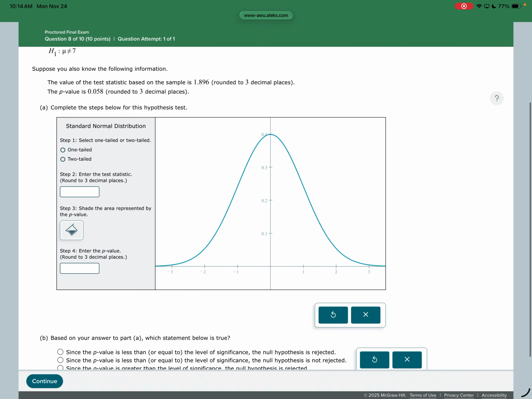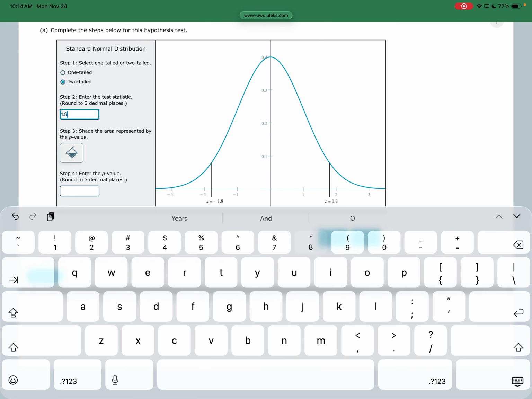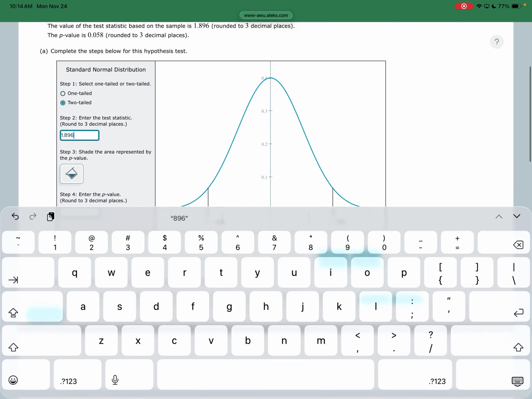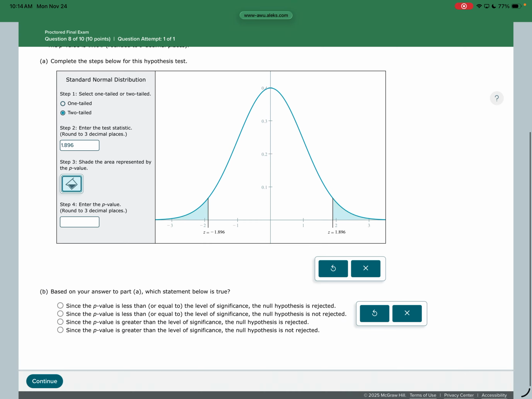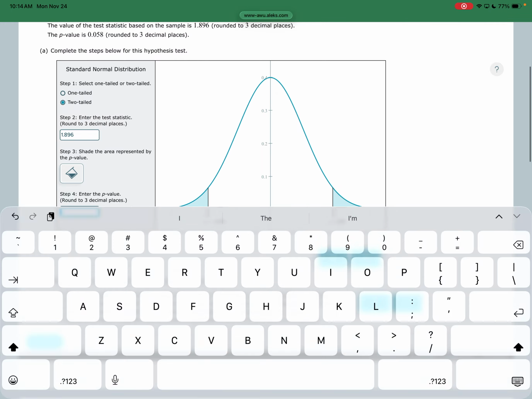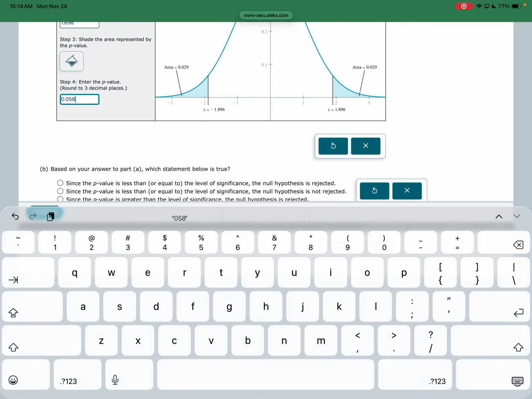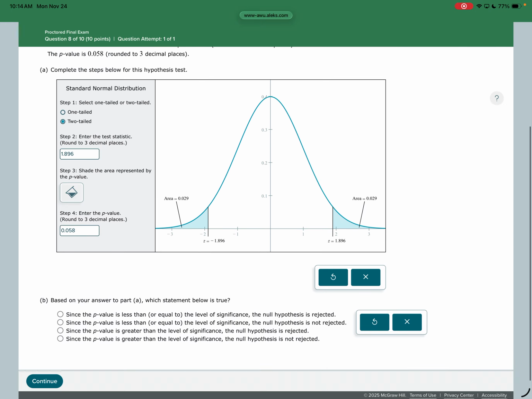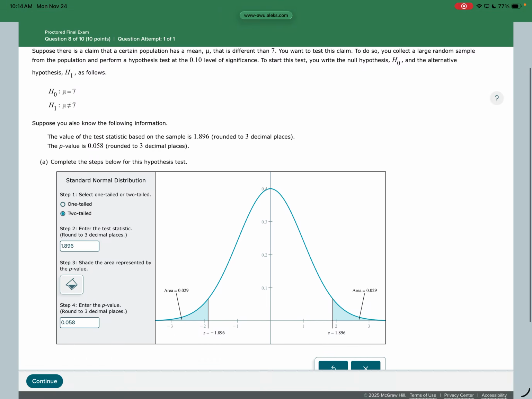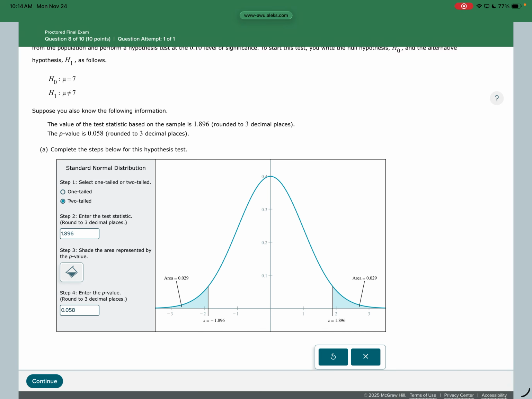All right, this one's not equal to, so it is a two-tail test. Again, this one gives me the test statistics, so hopefully these are just good refreshers on how to do this and help you out on the test a bit. The p-value is going to be the part that's shaded on the outside. They give me the p-value, which is 0.058. And then you have to answer the question, what is my level of significance? 0.10.